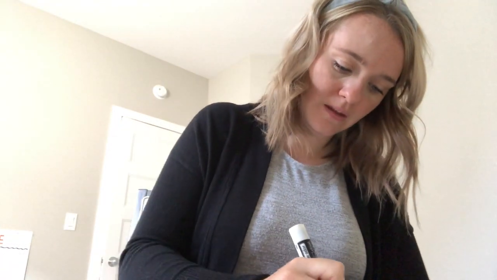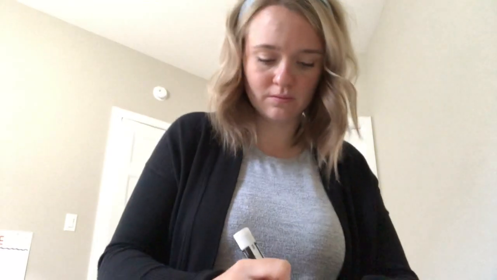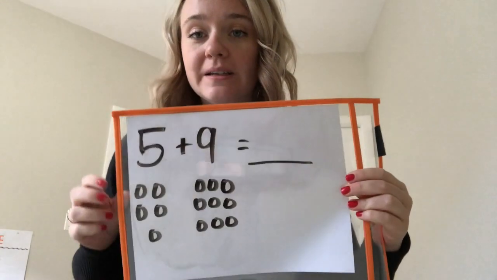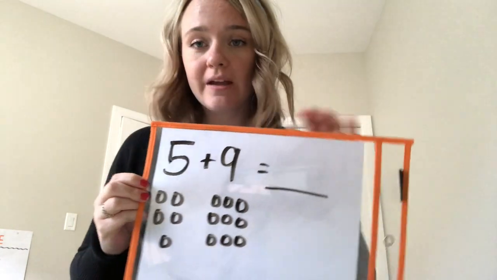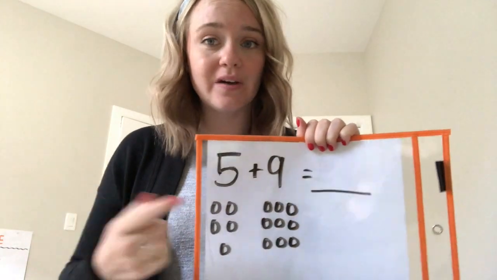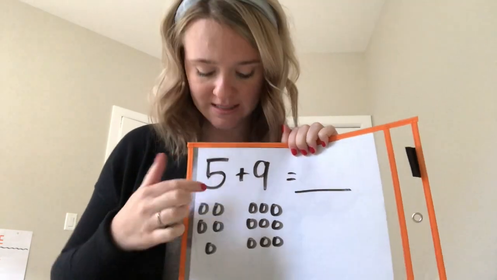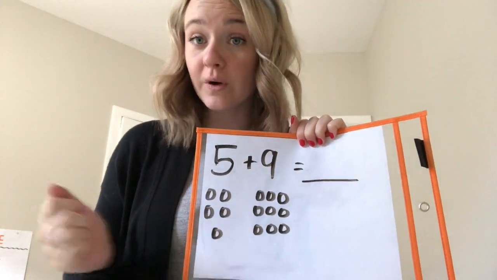Okay, we're gonna try just one more. Our last one is 5 plus 9. So I'll get the same answer no matter which one I start with counting on, but I'm gonna start with the bigger one because I know that that's faster. So I'm gonna start with 9, so I don't have to count all these dots because I already know there's 9. 9, 10, 11, 12, 13, 14. So I know my answer is 14.